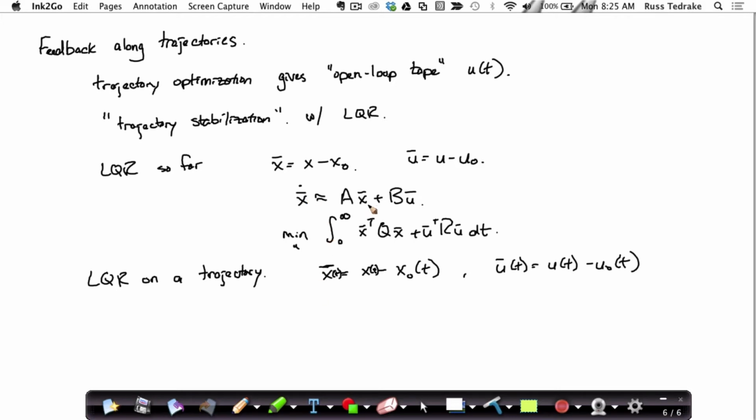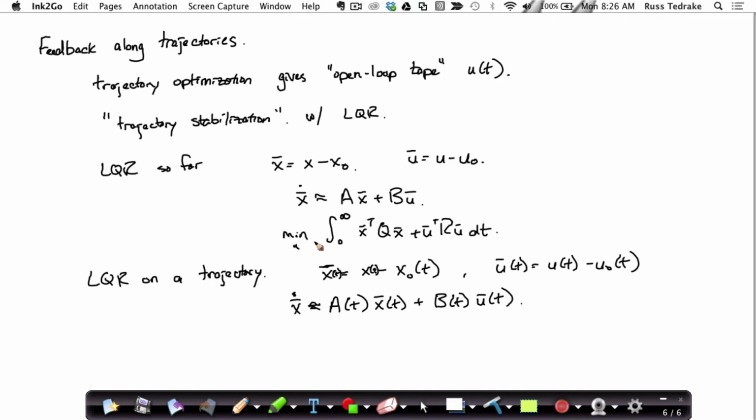Okay, when I go to then take the Taylor expansion of this, now my coordinates are time dependent, and what I end up with is x bar dot is a time varying A of t x bar of t plus B of t u bar of t. The Taylor expansion, exactly like we did before, gives me something almost identical, but now my A and B matrices are a function of time.